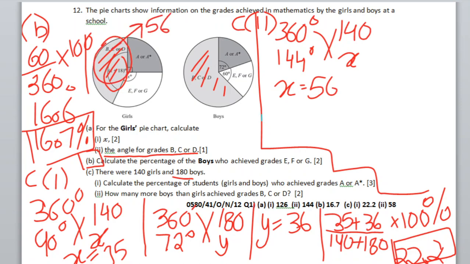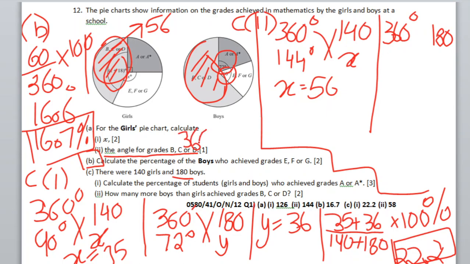We'll do the same for the number of boys in this region getting the grade B, C or D. For boys, 360 degrees represents 180 boys, the total number of boys in the group. And then what is the angle of the sector for B, C, D? That will be found by subtracting this 72 and this 60 from 360. So let's do that first. 360 minus 72 minus, what was that value? 60, which gives us 228.